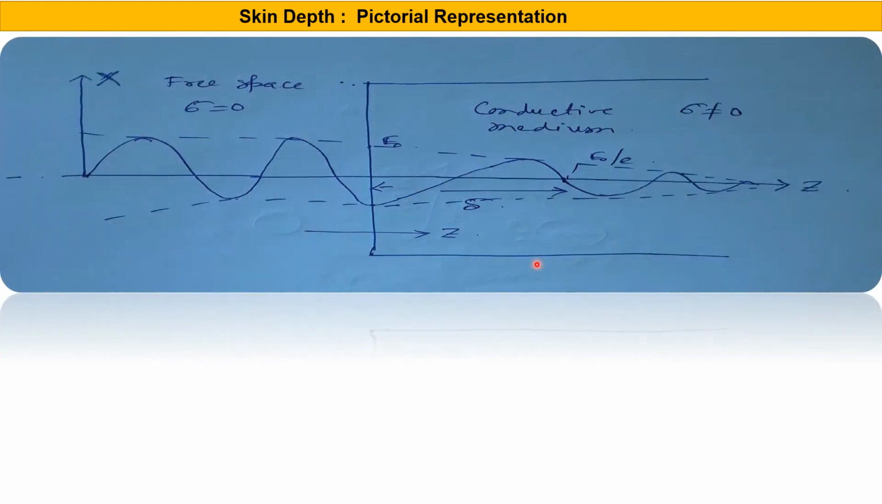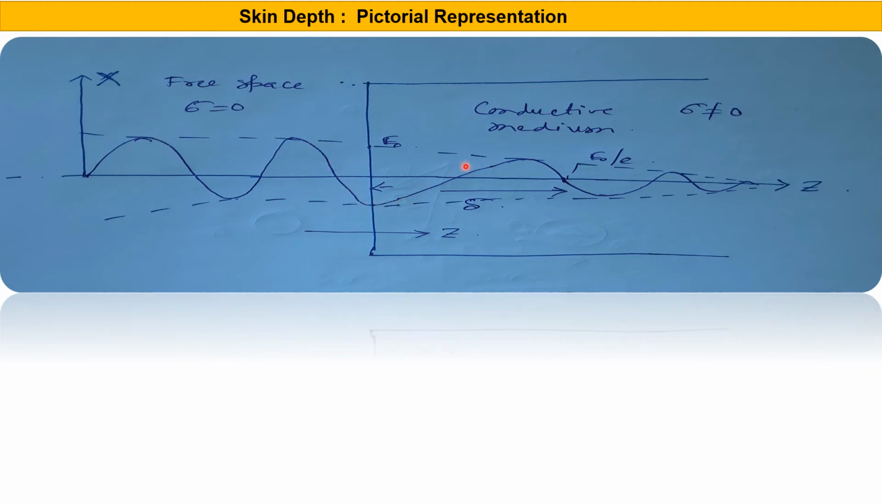Now, I want you to visualize that skin depth part, how the electromagnetic wave converges. Suppose there is a free space. I have drawn this for you, only for the understanding purpose, not more than that. This is a free space, which means sigma is equal to 0. The wave is entering a medium.